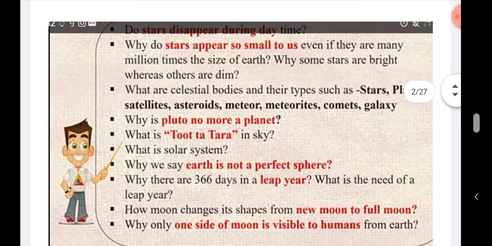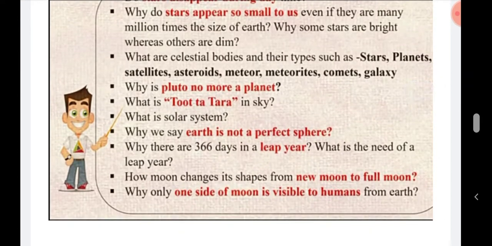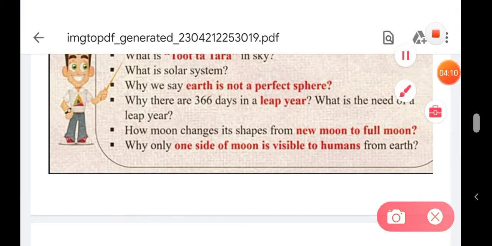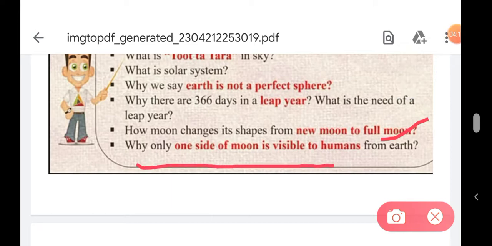So we will cover these points also in this chapter, and how the moon changes its shape from a new moon to a full moon, and why only one side of the moon is visible to humans from Earth. These are some important points which we will cover in this chapter. Okay students, so this was about full moon and new moon.